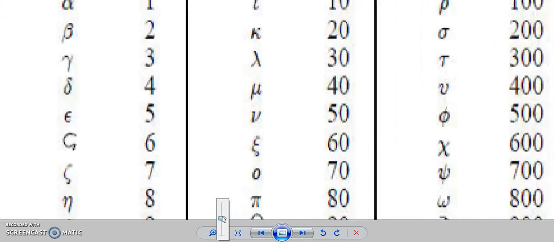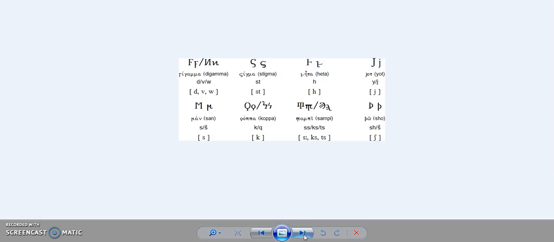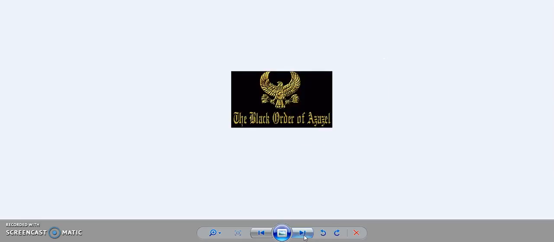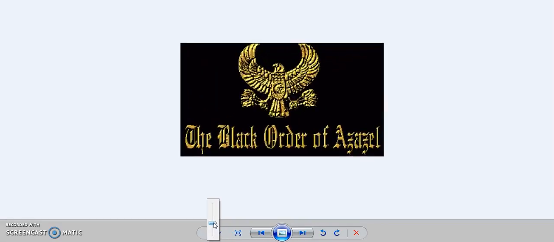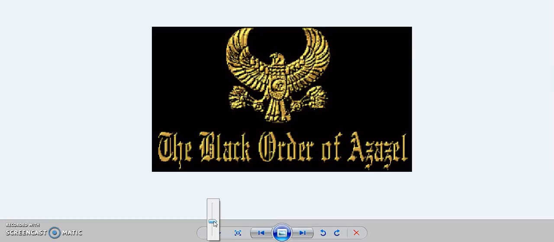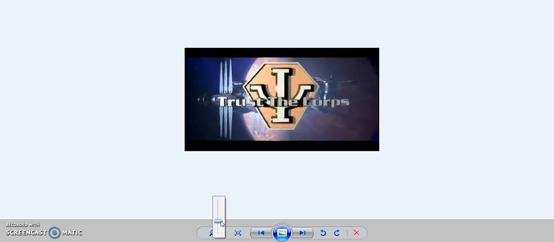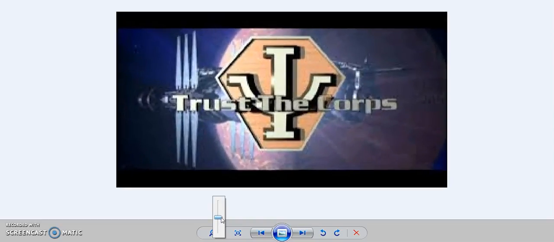Here's another one. You can see that little hook on it he keeps talking about, trying to play like it's something it's actually not. I'm going to show you what it is. Here's another picture of the Black Order of Azazel. And of course, they carry that eagle. We all know what that means, which was originally the sign of Scorpio. Trust the core. Now, this is the same sigil that carries Azazel, and it's trust the core.